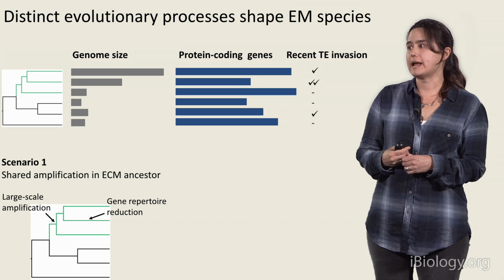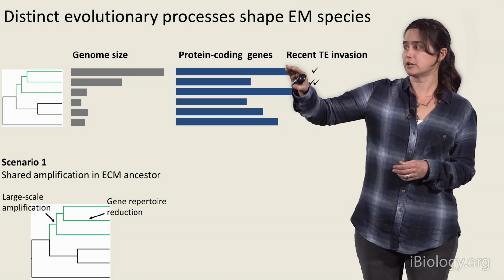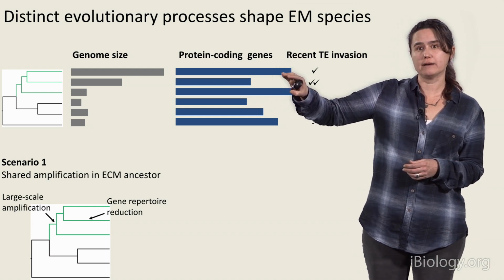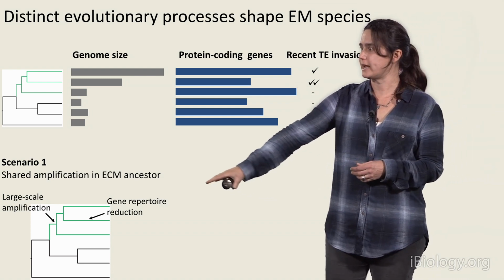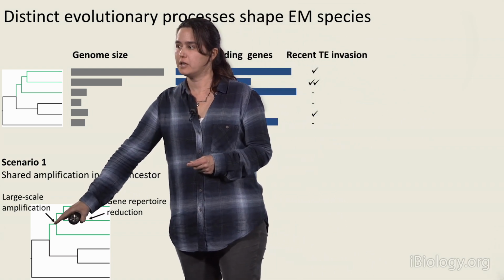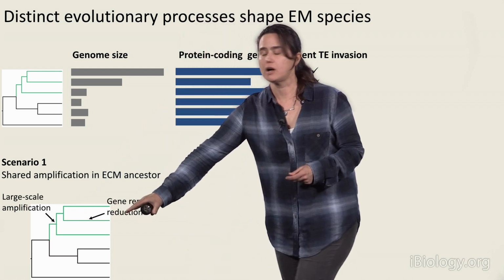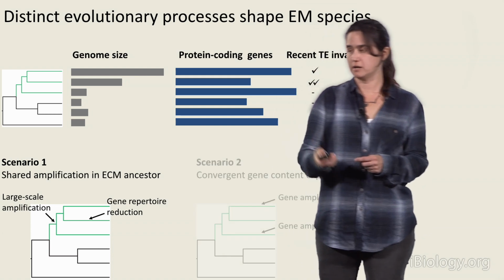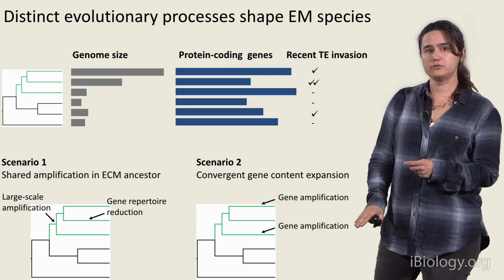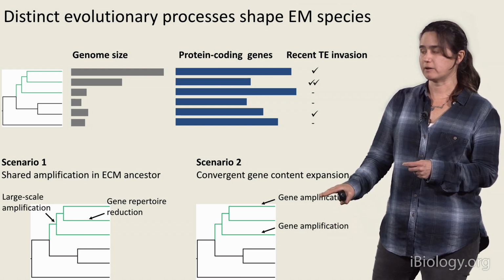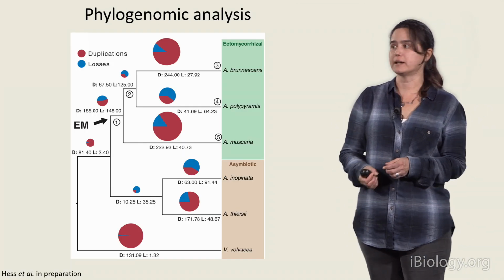What about the amplification in genome size of these 2 ectomycorrhizal species? How did that work in evolution? There are basically 2 hypotheses. One hypothesis is at the base of the ectomycorrhizal phylogeny here, there was a large-scale amplification in genome size, and then over time that was lost in one of the lineages. That's hypothesis 1. Hypothesis 2 is that there was the independent amplification of genome size in these 2 different ectomycorrhizal species. And if you model that process, what you find is support for the second hypothesis.